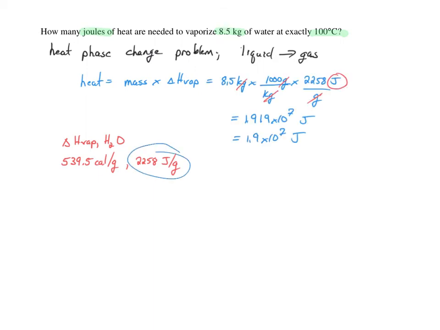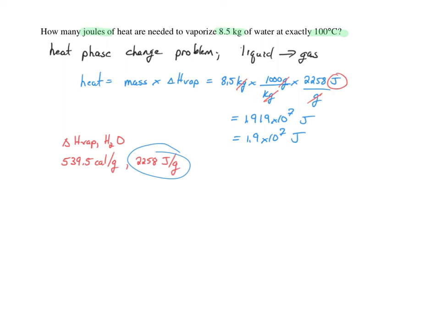We do want to be careful with unit conversions because our value in the problem is given to us in kilograms and in the value of heat of vaporization in grams. So we remember that 1 kilogram is equivalent to 1,000 grams. Kilograms needs to be in the denominator so that we can cancel these out.